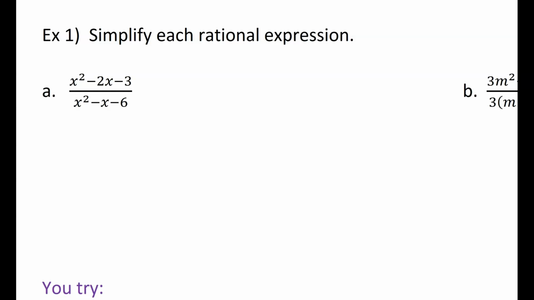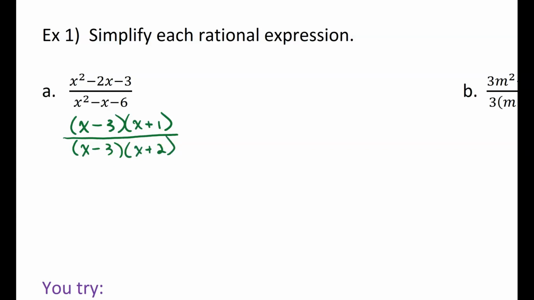So in my numerator, I have x squared minus 2x minus 3. The only hope of simplifying this expression any is if we can factor. And so that numerator will factor into x minus 3 and x plus 1. And what does that denominator factor into? X minus 3 squared. No, not squared. Plus 2. There you go, x minus 3 and x plus 2.